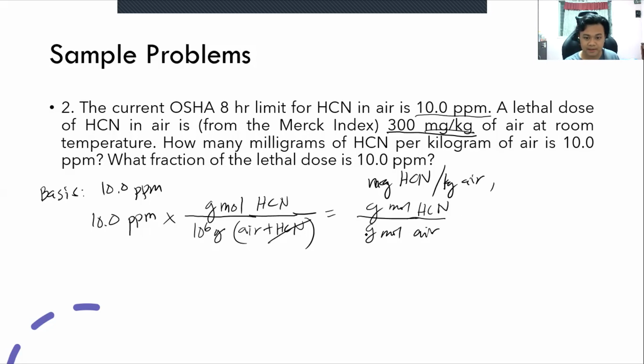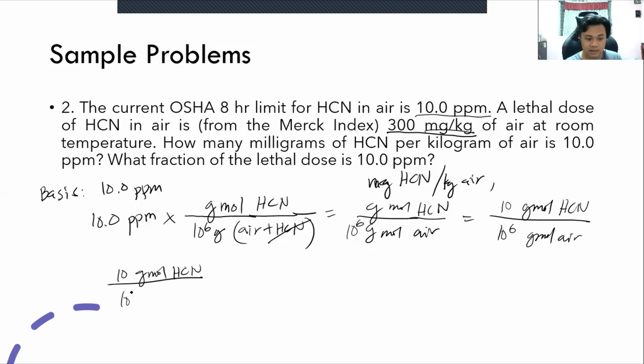Then we will multiply 10 times this factor here, so we will have 10 gram mole of HCN over 10 to the 6th gram mole of air. That's for us to have an easier solution later. Let's convert all of the values to milligrams over kilogram, so 10 gram mole of HCN over 10 to the 6 gram mole of air.